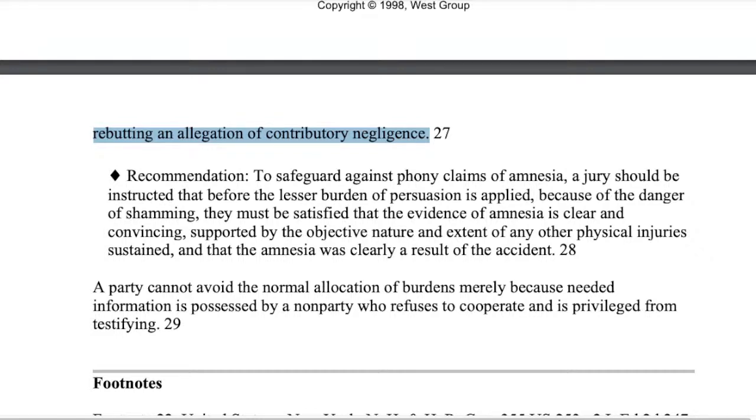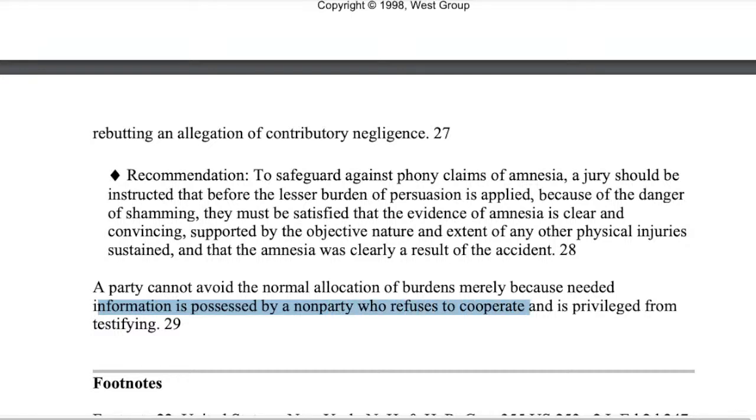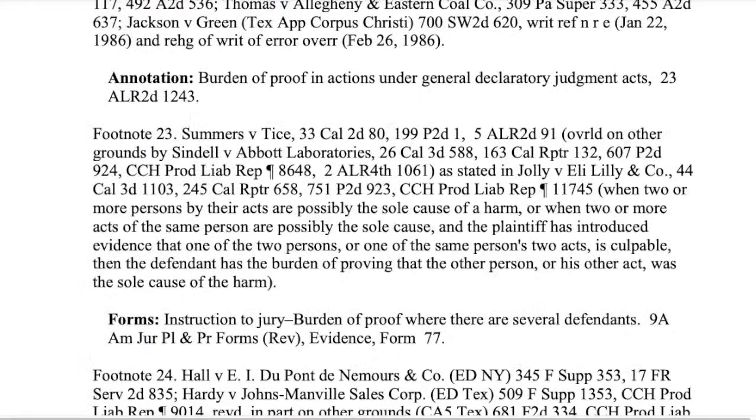Here's one for the clipboards. To safeguard against phony claims of amnesia, a jury should be instructed that before the lesser burden of persuasion is applied, because of the danger of shamming, they must be satisfied that the evidence of amnesia is clear and convincing, supported by the objective nature and extent of any other physical injury sustained, and that the amnesia was clearly a result of the accident. A party cannot avoid the normal allocation of burdens merely because needed information is possessed by a non-party who refuses to cooperate and is privileged from testifying. So you can't avoid it because a non-party refuses to cooperate. Interesting there, and that's footnote 29.